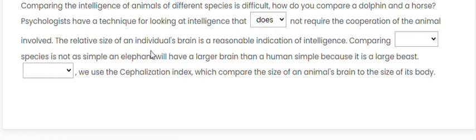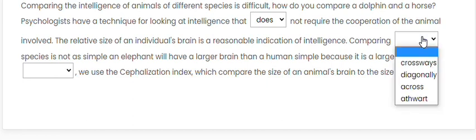animal. The relative size of an individual's brain is a reasonable indication of intelligence. Comparing dash species is not as simple. An elephant will have a larger brain than a human simply because it's a large beast. So comparing species, crossways, diagonally, across and athwart.